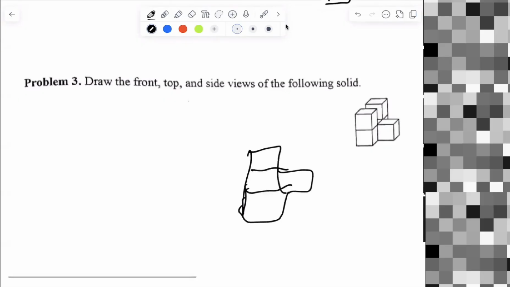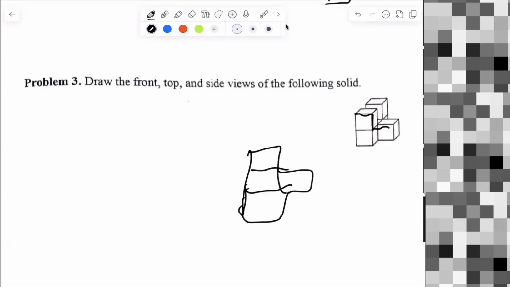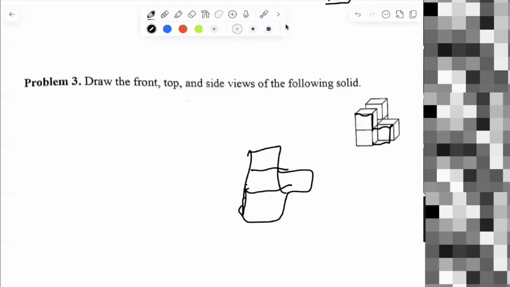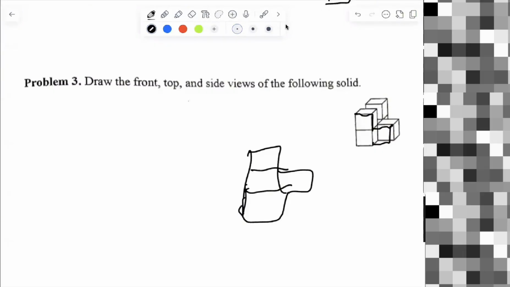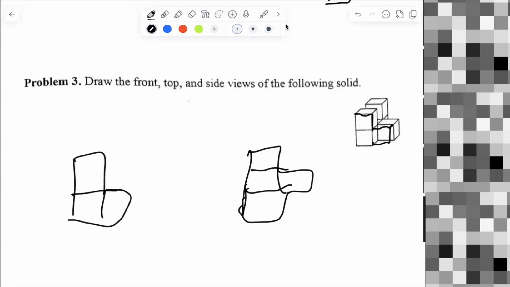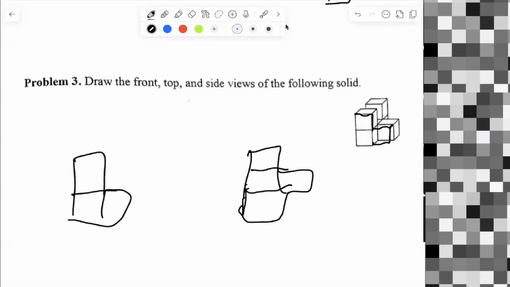Now for the sides, you'll see that it's like this. Because you can't see what's behind it, and we don't know if it's the same because you're looking from the side. So you'll see this figure. And for the front, you'll see this figure.